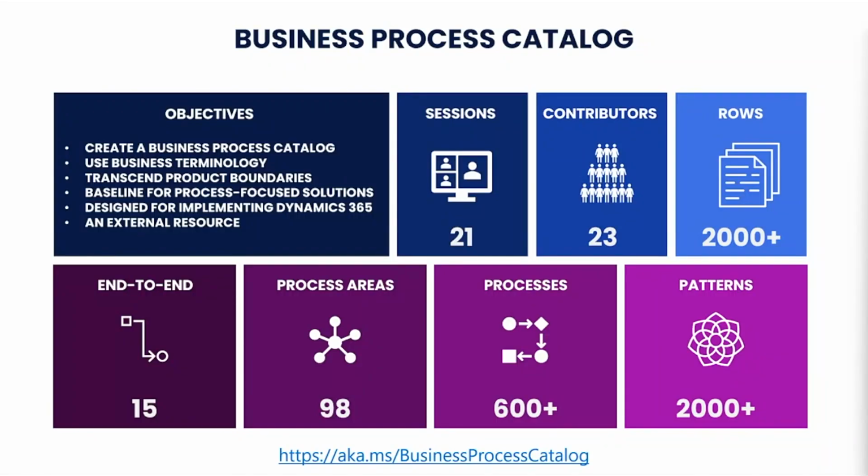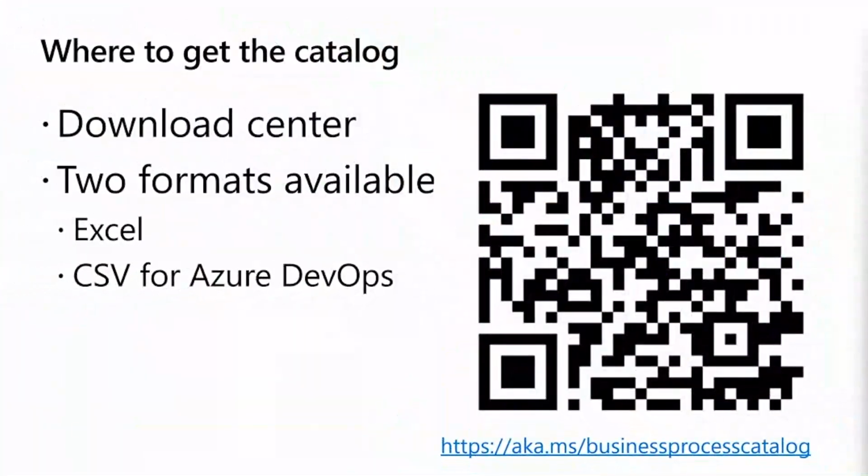You can access the catalog by using the AKA link that you see here on my screen, aka.ms/businessprocesscatalog. We'll be doing a demonstration of this shortly for you. It's important to note that we have actually moved the location of the catalog. That AKA link is the way to get there. The QR code that you see on my screen here on the right is the QR code that you can use to get directly to that link.